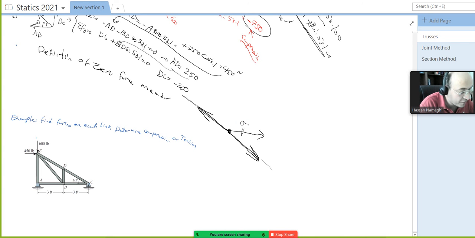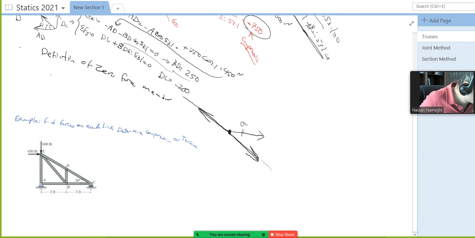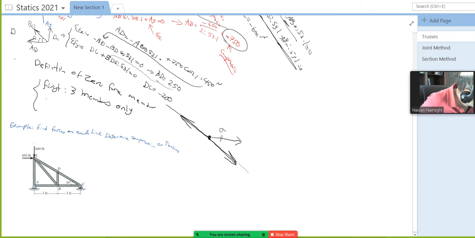So how can we find a zero force member? Again, first you have to find a joint with three members only, right? So there are conditions in that. First, it has to be three members only. No external force, nothing else, just three members. The second one is that two of them are collinear.